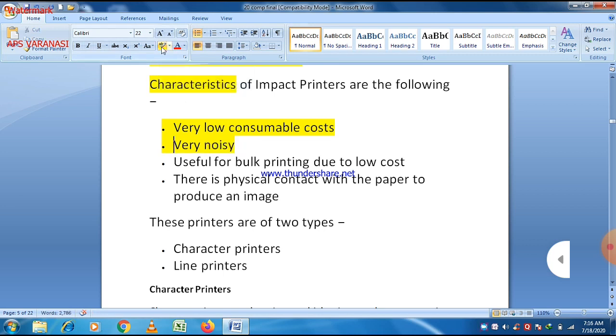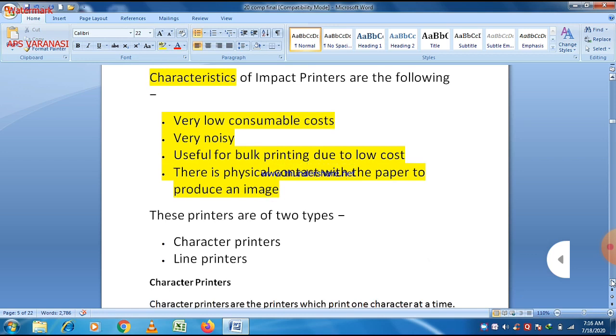So they are very noisy. Functioning is not very smooth, and the next important thing is they are useful for bulk printing due to low cost. So they are used basically for personal use, or if you want to print 10 or 20 papers for your personal use, you can easily use the impact printer because they are easy to use and very cheap and used for bulk printing.